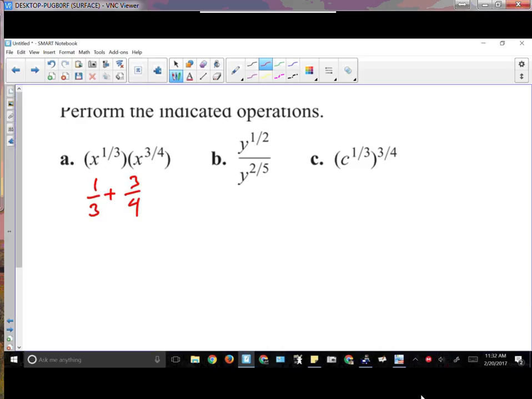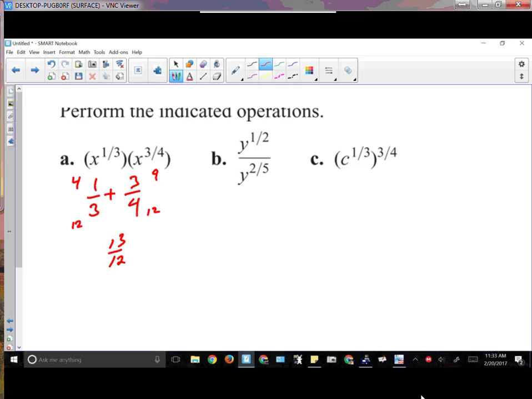So what's the common denominator for 1/3 and 3/4? 12. So I'd have 12 here. I'd have to have 12 here. So 3 times 4 is 12. 3 times 3 is 9. 4 times 3 is 12. 4 times 1 is 4. So 4 twelfths plus 9 twelfths is going to be what? 13 twelfths. Okay.